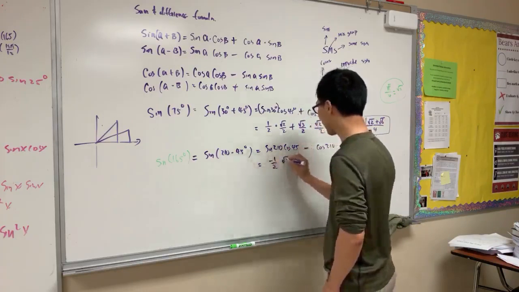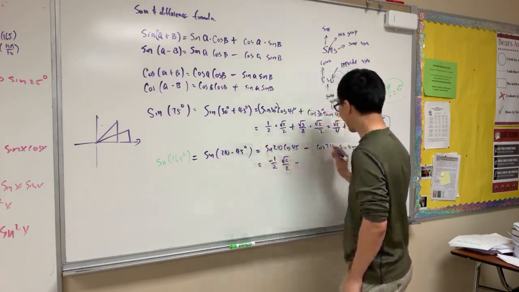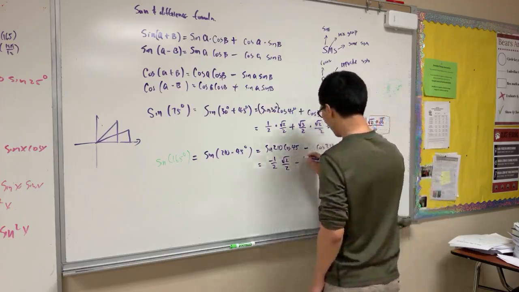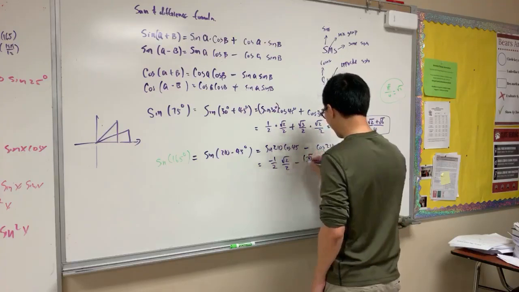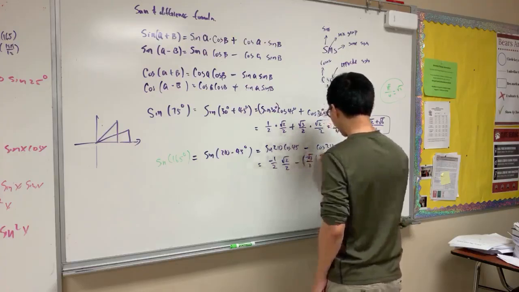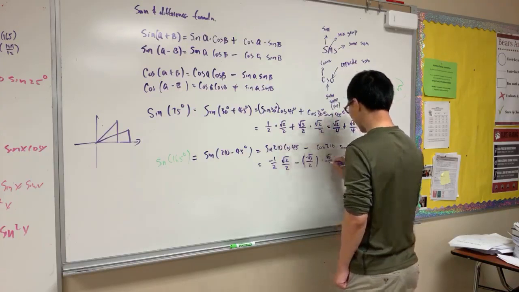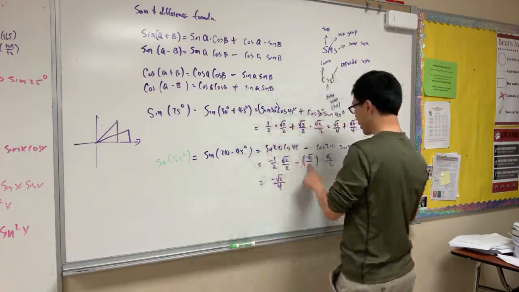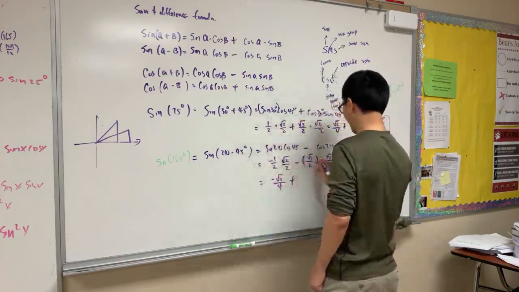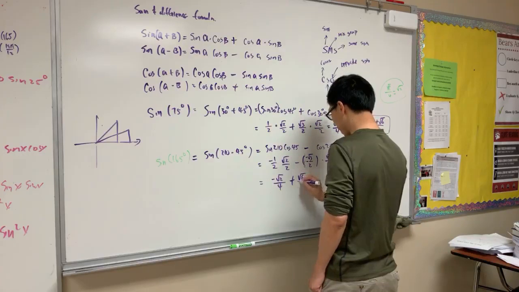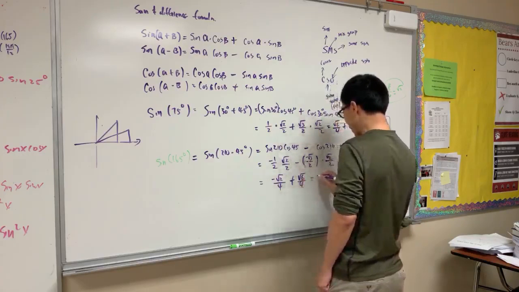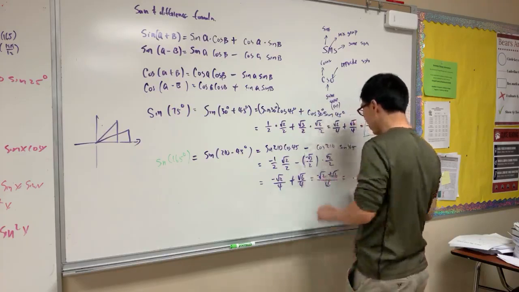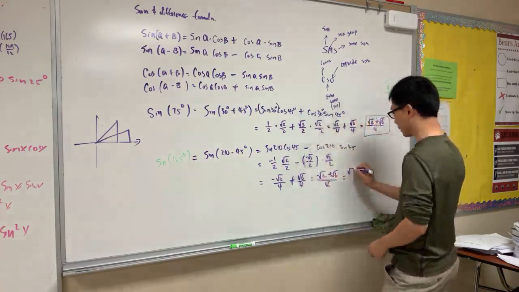Cosine of 45 is square root 2 over 2. Minus cosine of 210 is what? Negative square root 3 over 2, and then times square root 2 over 2. So that's going to be negative square root 2 over 4, and this one's going to be plus square root 6 over 4. So that ends up being negative square root 2 plus square root 6 over 4. And that's the same answer as yours because I'm going to change this the other way.